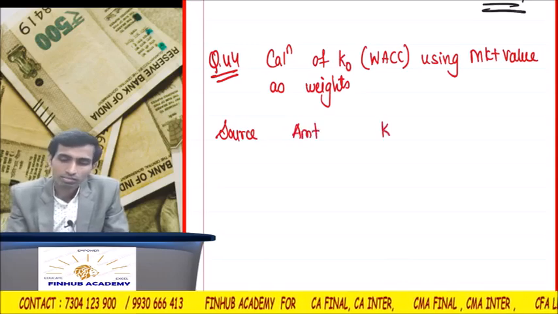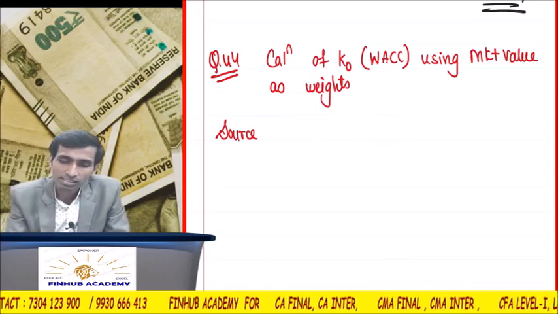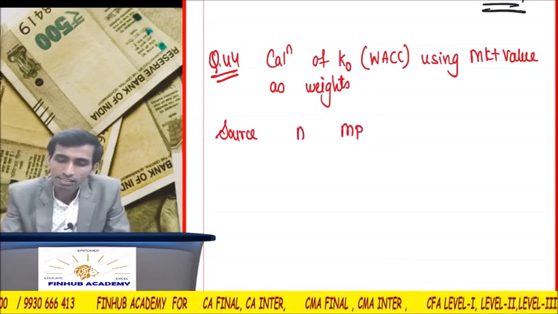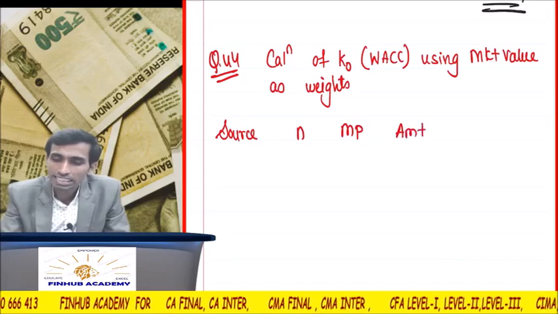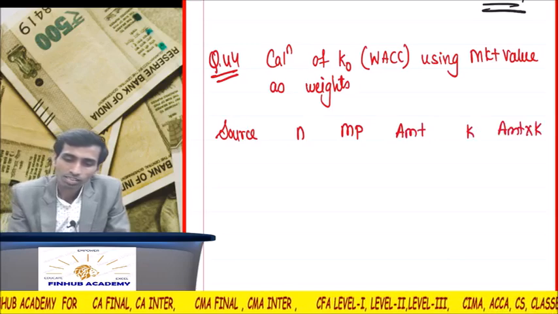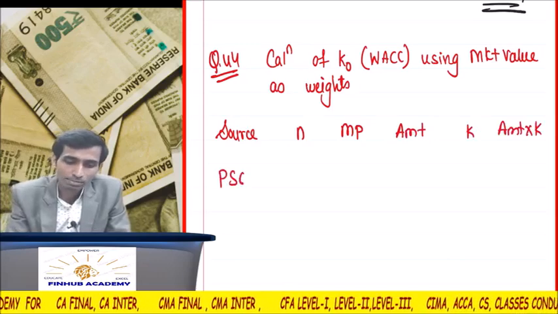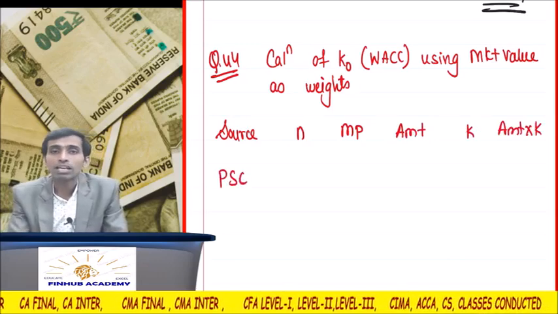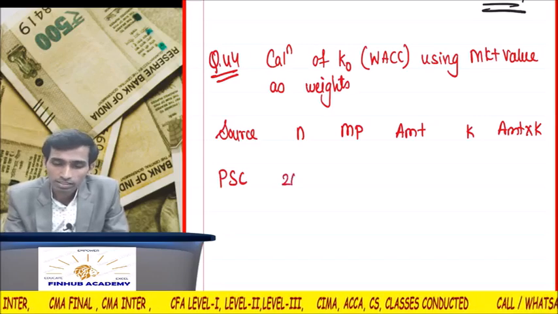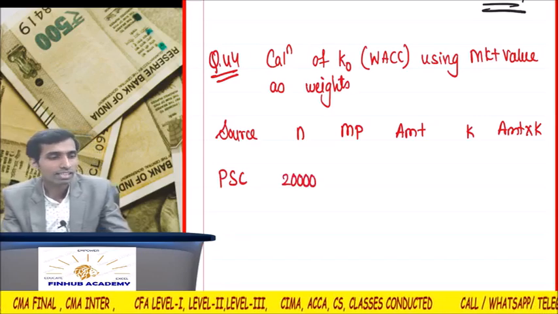K. Wait, let me elaborate this. Otherwise, the columns are number, market price, then amount, then K, and then amount into K. Source is what? Preference share capital. How much was the numbers? 20,000. Correct.